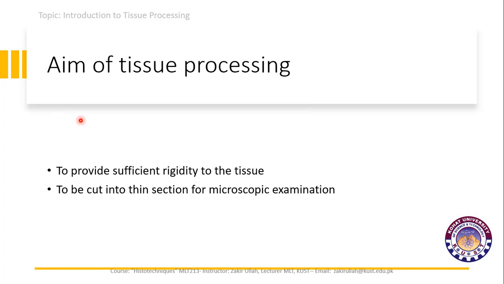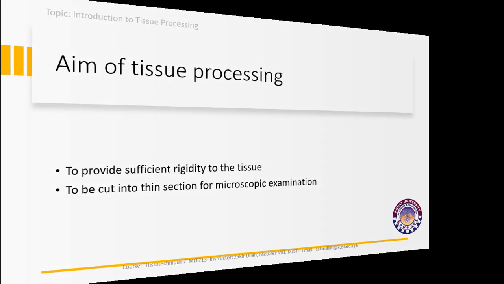The aim of tissue processing is to provide sufficient rigidity and hardness to the tissue so that this tissue can be cut into thin sections for microscopic examination, and this section can be easily cut into smaller pieces, and then sections and smears are prepared from this and they are examined under microscope.